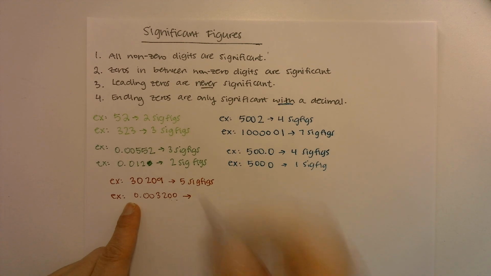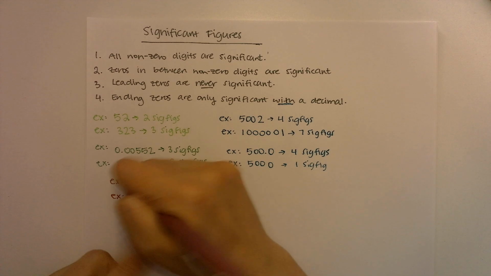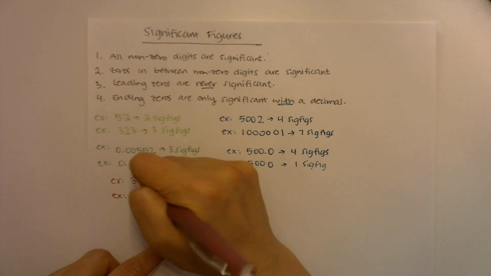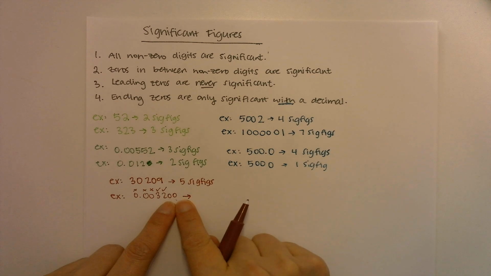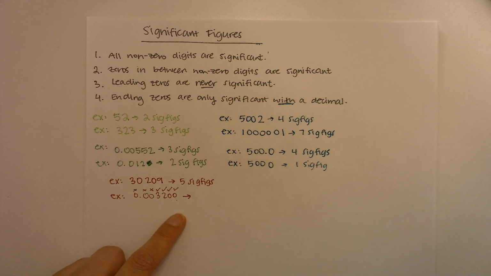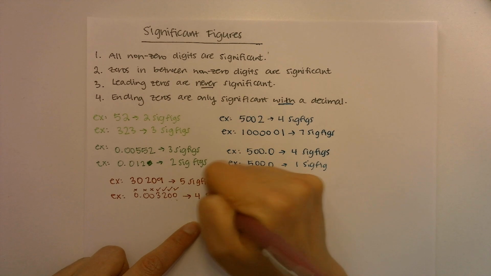My trick is I go through and I know this does not count, this does not count, this does not count, the 3 does, the 2 does, and then I look at these 2 zeros. I have this decimal here, so yes and yes. So in this example, I have 4 sig figs.